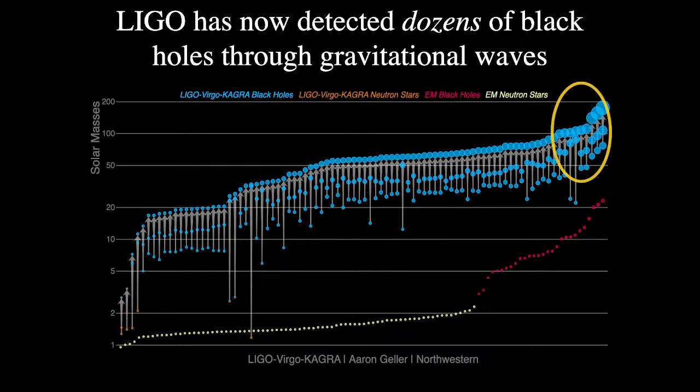Defining EM black holes and EM neutron stars? Yeah, I didn't really get into that so much, but basically the EM black holes are all of the black holes that have been observed through X-ray binary measurements. That's sort of an alternative way to infer black hole masses.